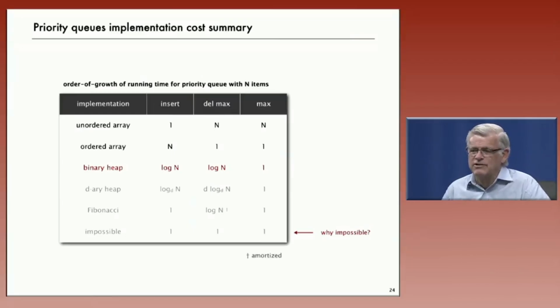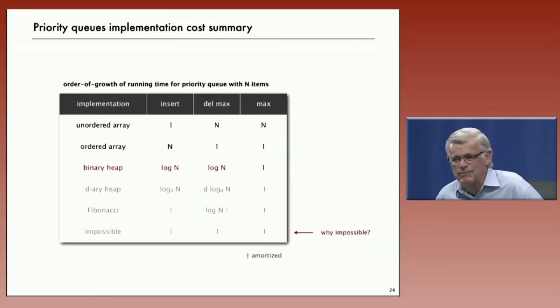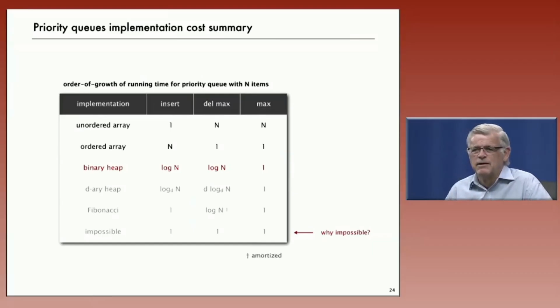But still, using theory as a guide, maybe there's a way to decrease costs a little bit from binary heaps. And of course, we cannot get down to having constant time for all operations. Why? Well, we can sort with a heap by inserting all the elements and then deleting the maximum and getting a sort done.